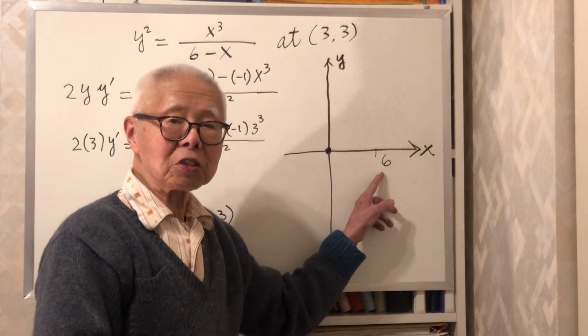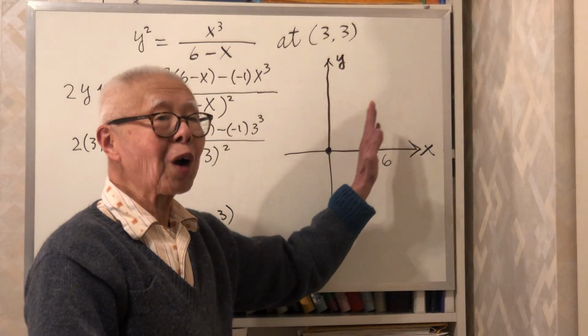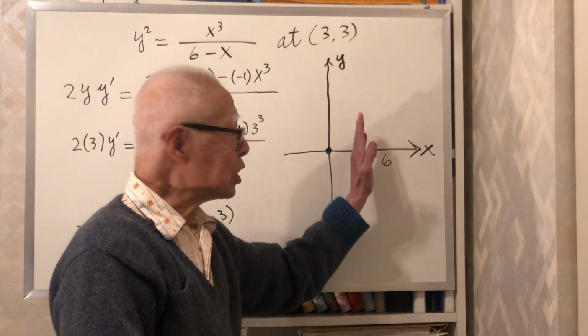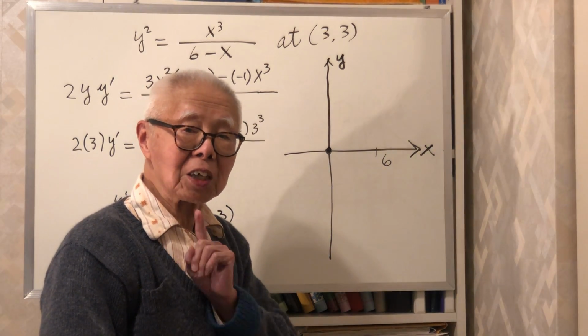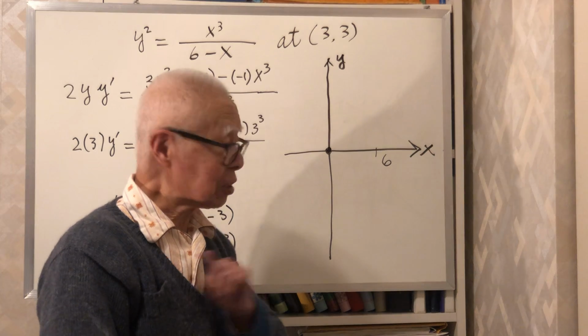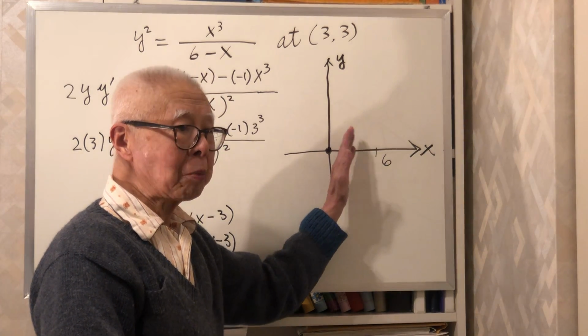Suppose this is 6, so we have no graph beyond 6, because x cannot be 6, cannot be more than 6. So the graph is somewhere here.